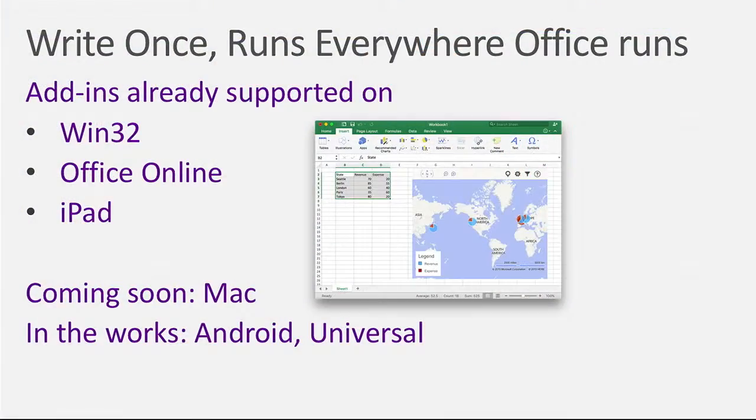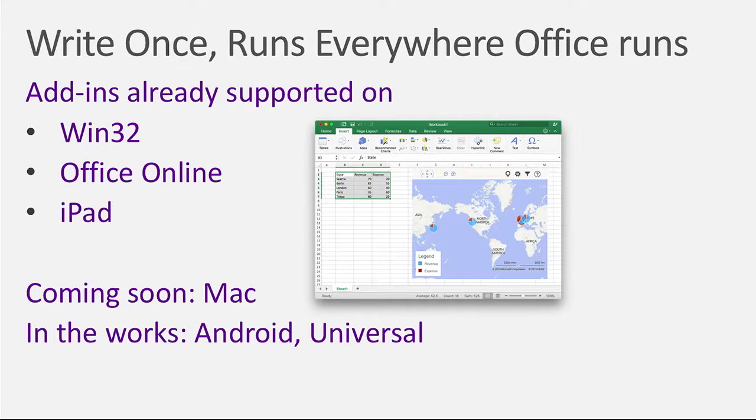When we started the new platform about 3 years ago with Office 2013, our vision was to have you write your code once and have these add-ins run wherever Office runs. As of today, we've got these add-ins working on Win32 version of Office, as in the classic Office. They work on Office Online. They work on the iPad. Now coming soon, what we're going to talk about today is add-ins on the Mac. And we're also currently working on add-ins for Android and Universal, and they should become available in the near future.